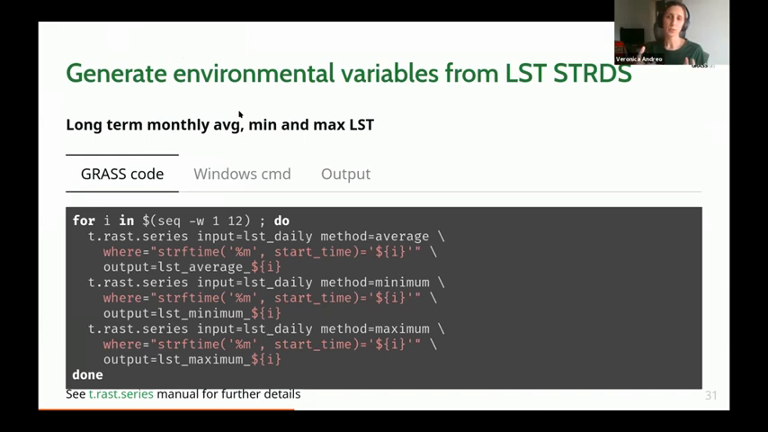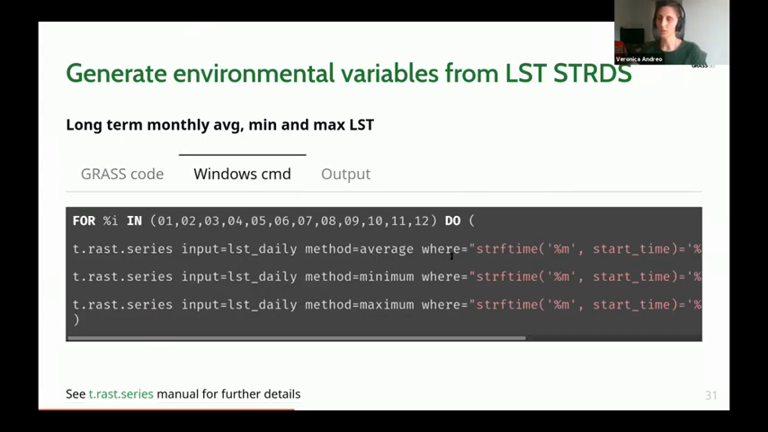Now, once we have registered this time series, which has 1,800 maps or more, we will be aggregating this data. So the first thing we will do is to create long-term monthly average, minimum, and maximum LST. And for this, I just wrote here a for cycle, this is bash, to avoid having to type for all the months. And if someone is using Windows, here's how it looks in Windows too.